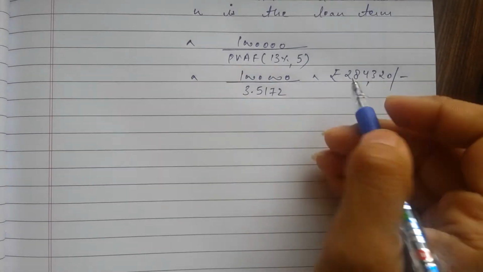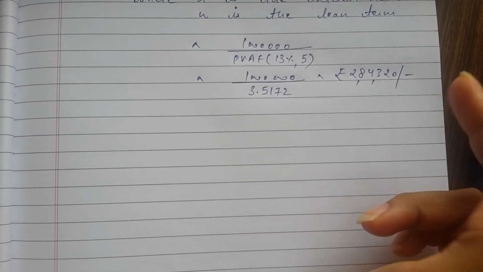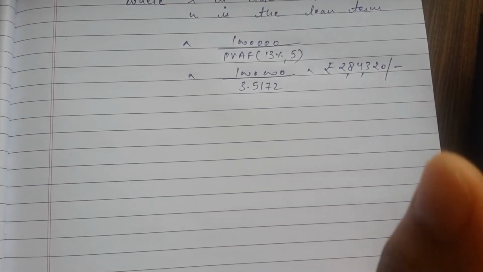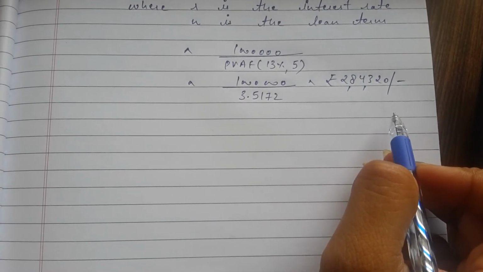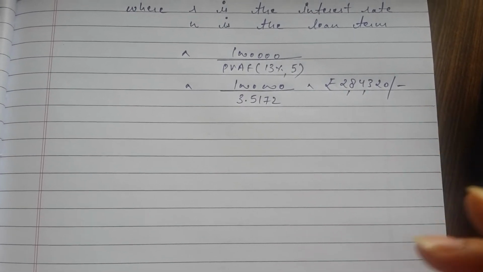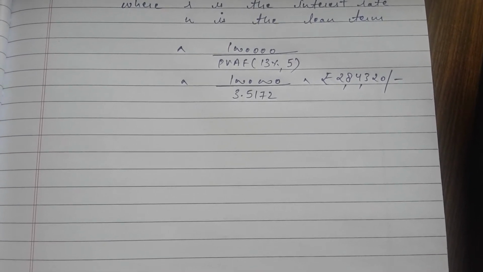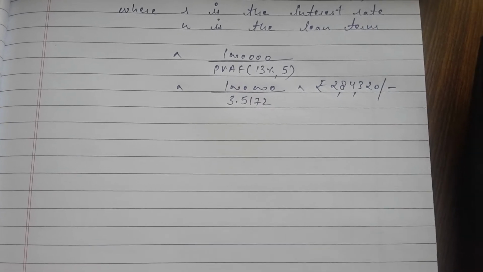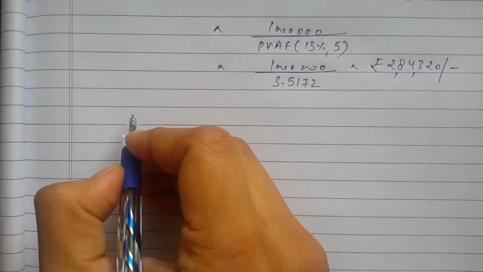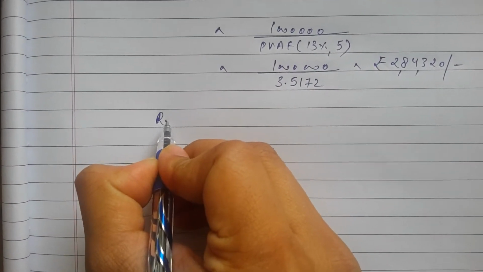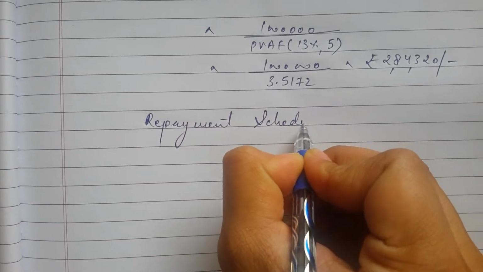Now the second step, after computing the installment amount, is to prepare the repayment schedule. Because we need to find out how much portion of this installment amount is the interest and how much portion pertains to the principal amount. So the main purpose of making the repayment schedule is to compute the interest amount for different years. So let's get started with it. Repayment schedule.